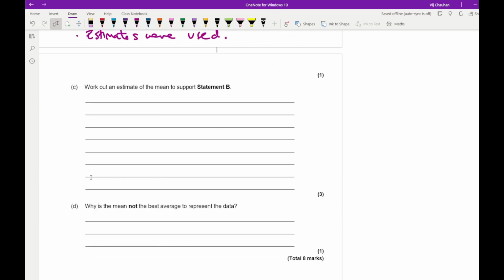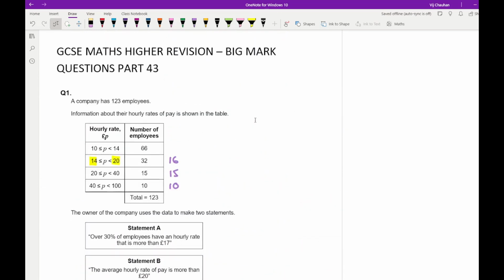Moving on to C, it says work out an estimate for the mean to support statement B. So for this, we need to work out the estimated mean, in other words, work out the average from grouped data. Now, if you remember, the first thing we need to do is create a midpoint column. So the midpoint between 10 and 14 is 12. Then we've got 17, then we've got 30, and then we're going to have 70.